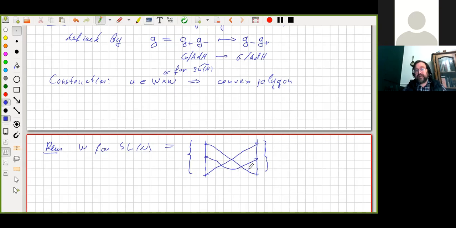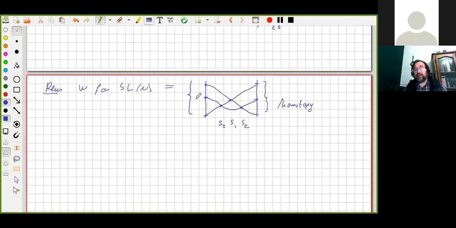This representation is, of course, up to homotopy. What is important is that this diagram allows me to write down the element of W as a product of generators. In this particular case, it will be the generators S2, S1, S2. The intersections correspond to generators of my group. So this is a way to imagine the elements of the permutation group. The same thing for W: I want to take the quotient of W up to conjugation.